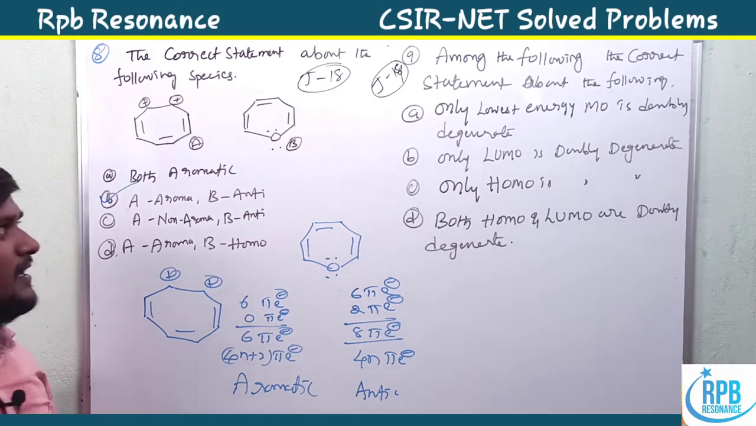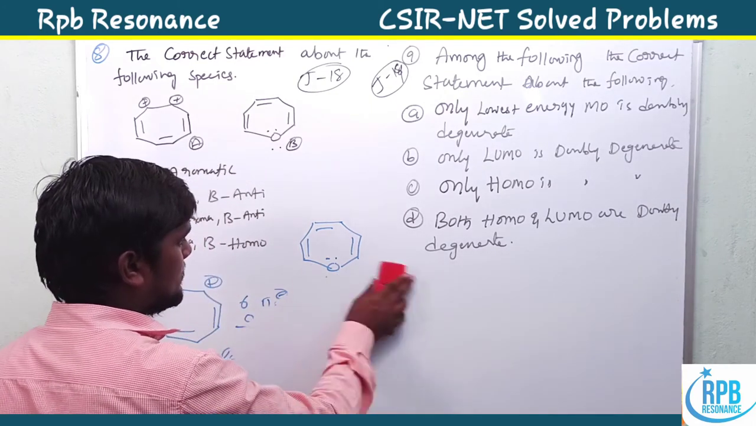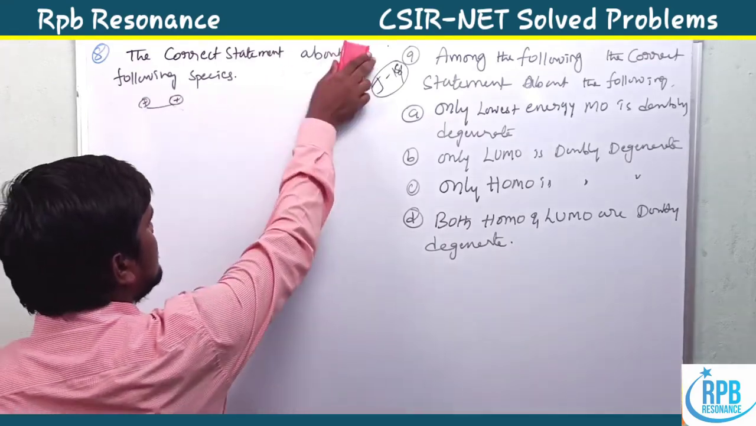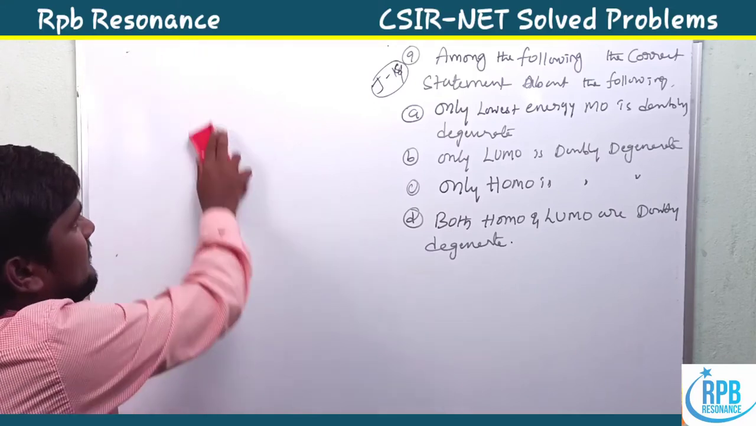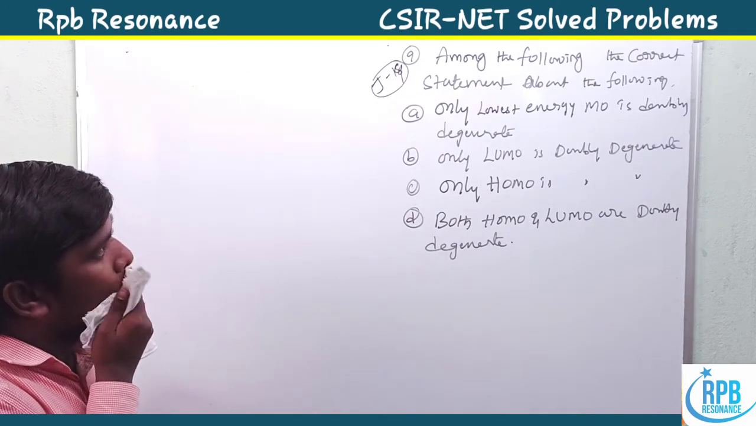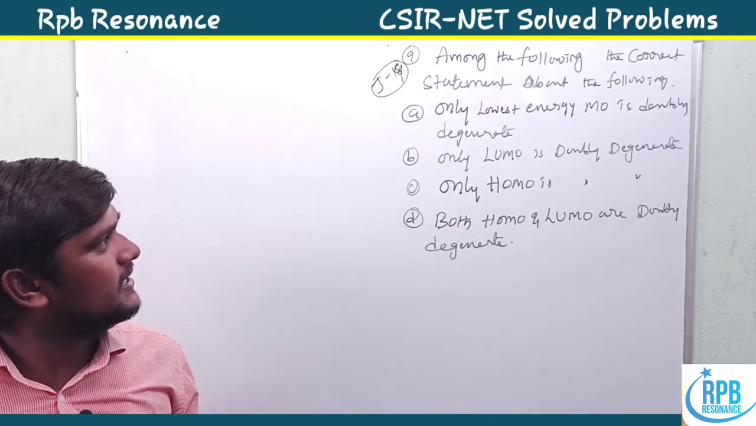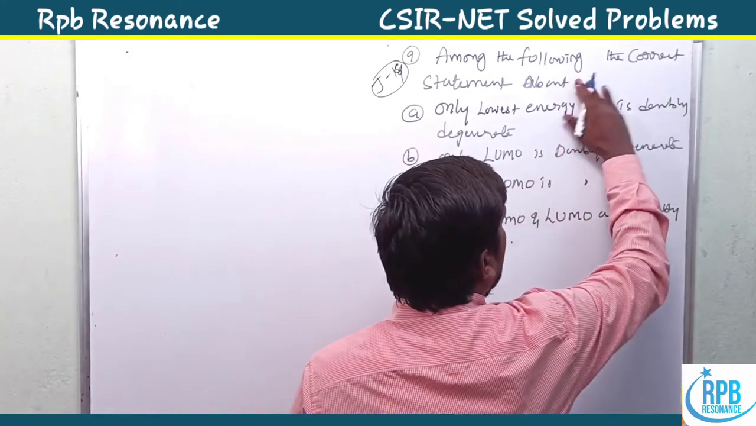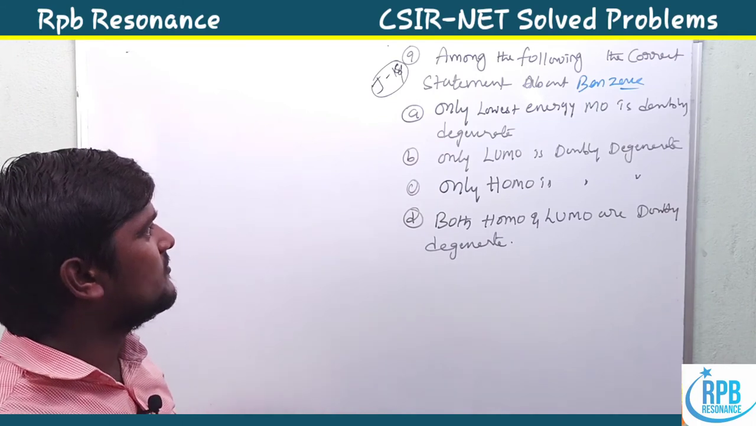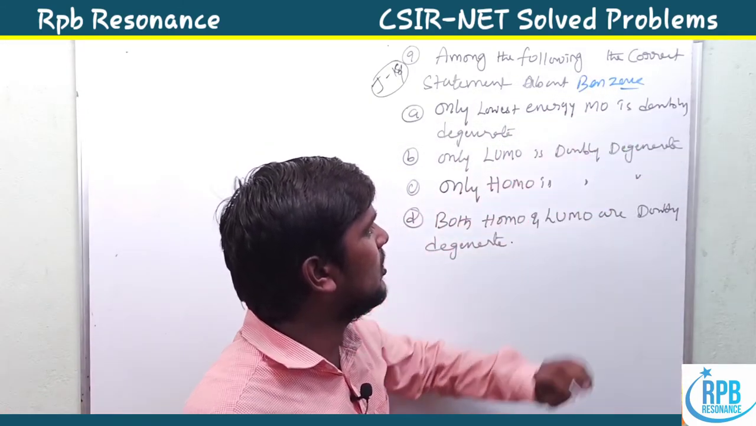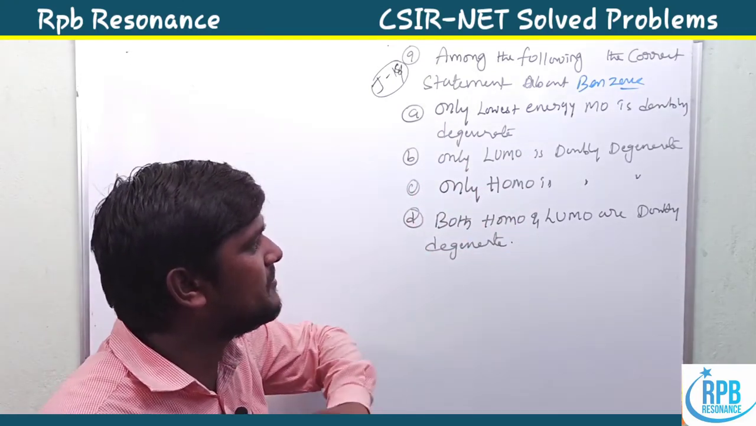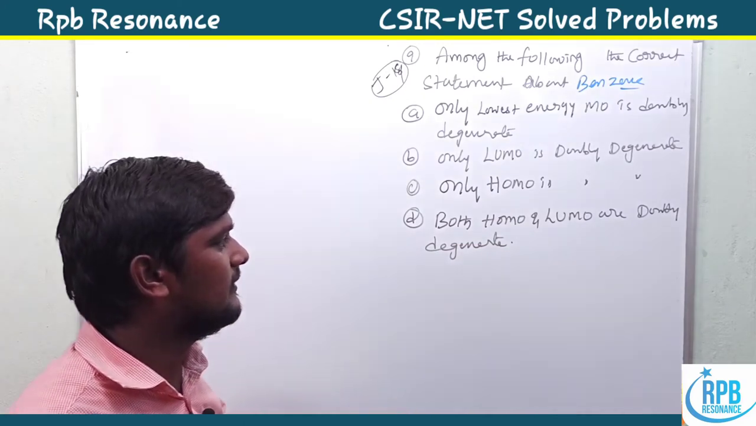Now let's move on to the final question in CSIR June 2019. It is a very interesting question. Now let us discuss the final question. The question is, among the following, the correct statement about benzene molecular orbitals. Option A: only the lowest energy molecular orbital is doubly degenerate. Only LUMO is doubly degenerate, only HOMO is doubly degenerate, both HOMO and LUMO are doubly degenerate.